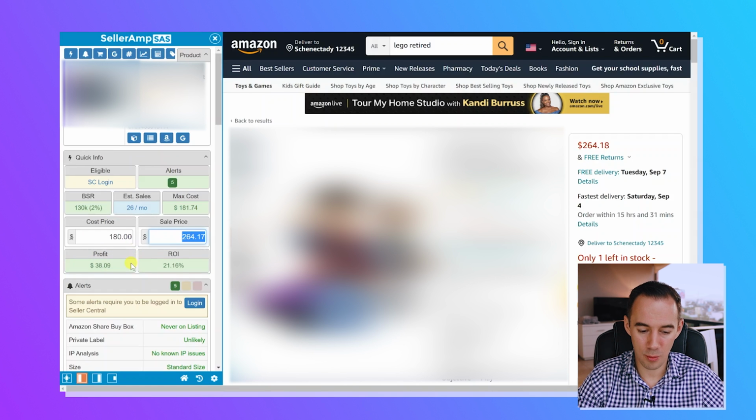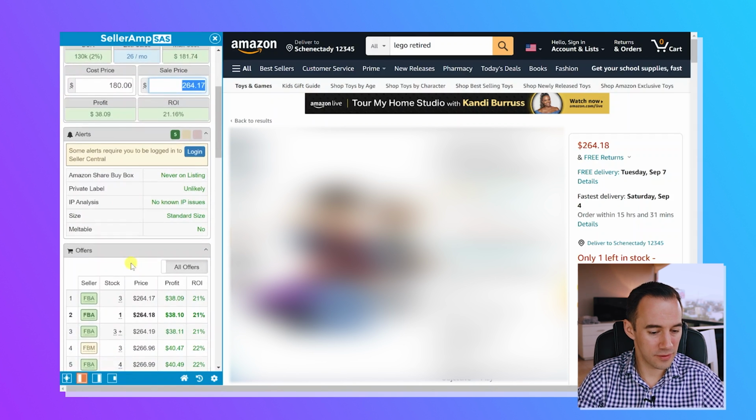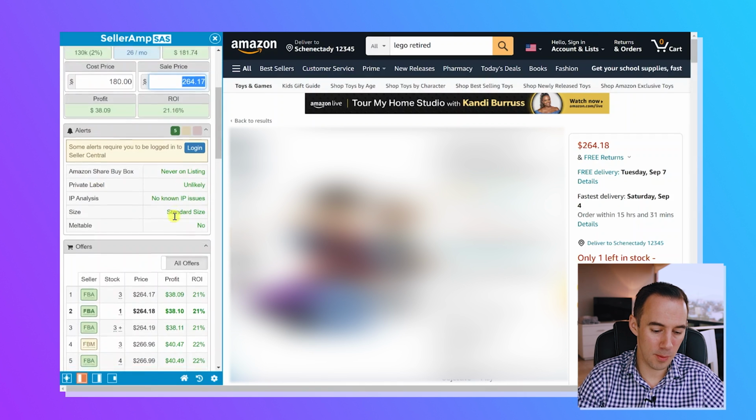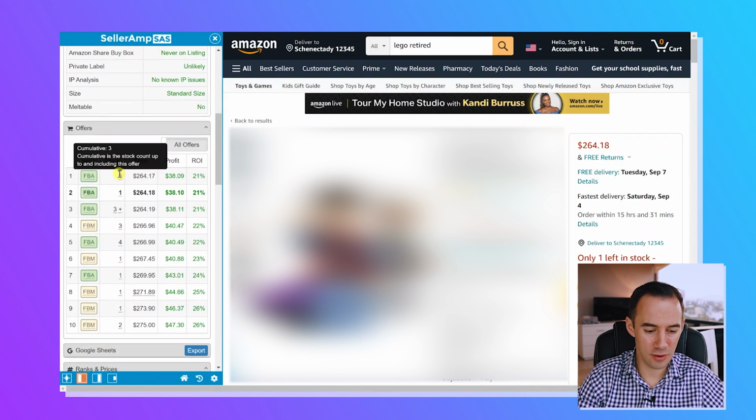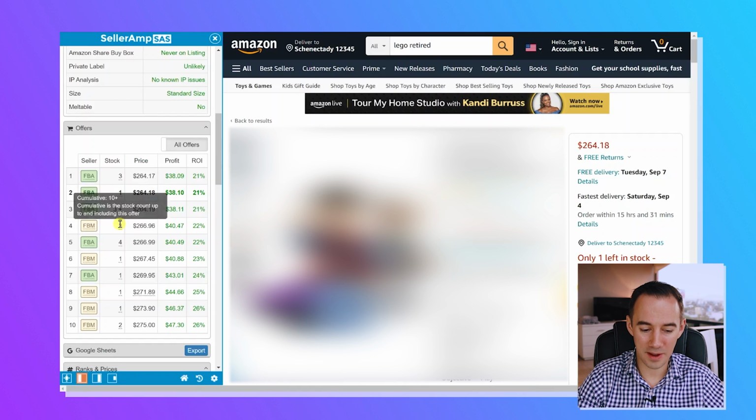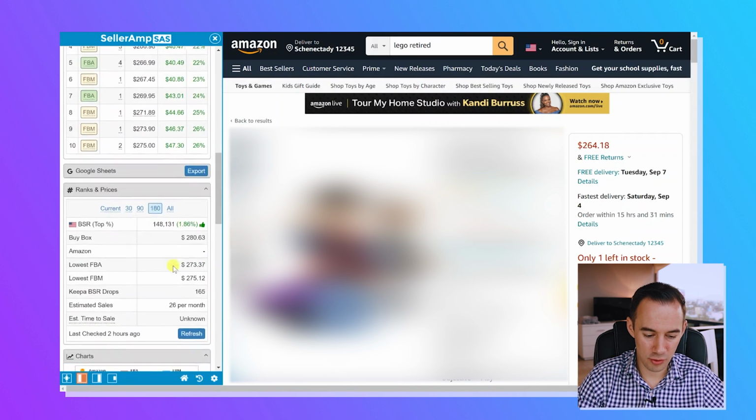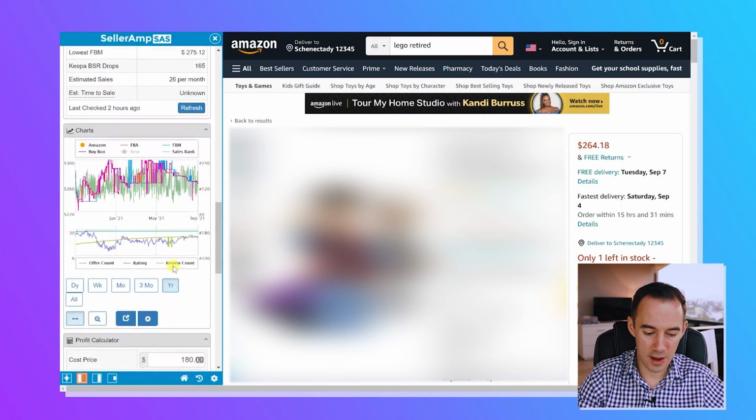Now, if we scroll down, what you can see here is it's got lots of analysis, like alerts. It tells you a bit more about that. It tells you about all the stock, and I do love how they cumulatively add up the stock there, so super helpful. And also the people they're selling at, and what my profit would be if I sold it at their price. That's super helpful. Now, if you scroll down, and remember we're looking at profit and ROI.